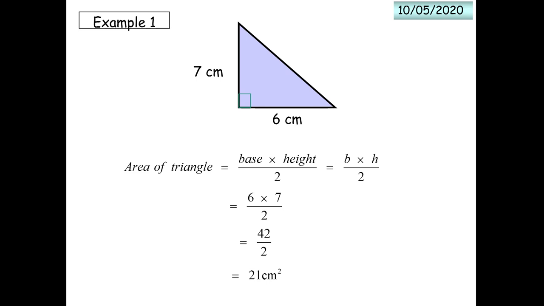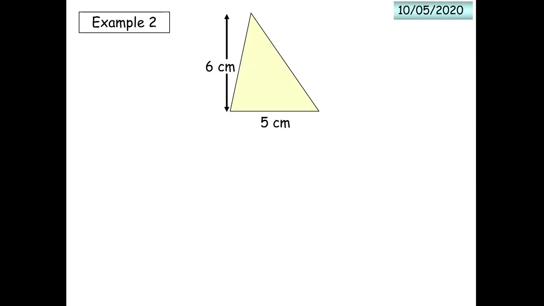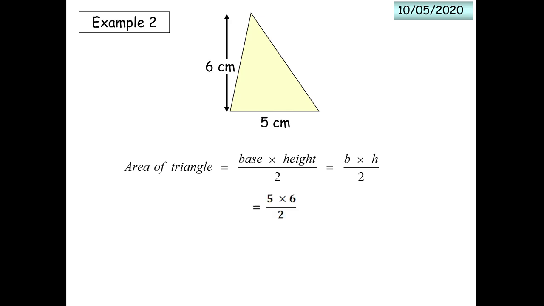Another example for you. So the area of a triangle, base times height over 2. Base of my triangle is 5, perpendicular height is 6. So I've got 5 times 6 divided by 2. That's 30 divided by 2, half of 30 is 15 centimeters squared.